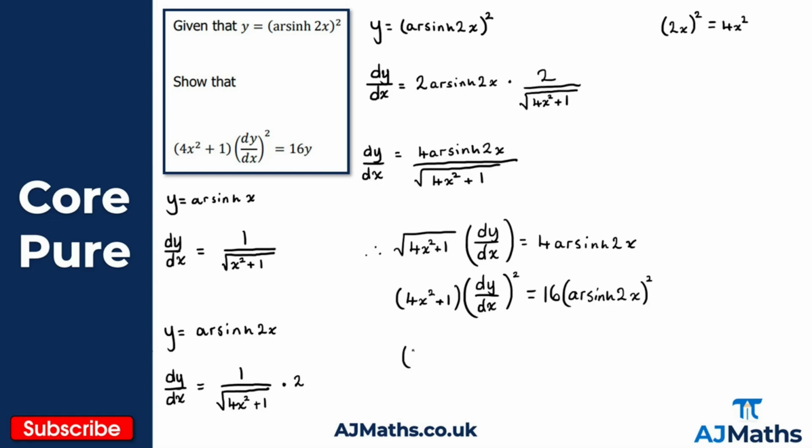So what I've got then is 4x squared plus 1 multiplied by dy by dx all squared, and that's equal to 16y there. Okay, giving us our solution. So as required, giving us our solution to question 2 there. And there we have it. So that's our solution, and that brings us to the end of this video on differentiating inverse hyperbolic functions. In the next video, we're going to take a look at integrating inverse hyperbolic functions.